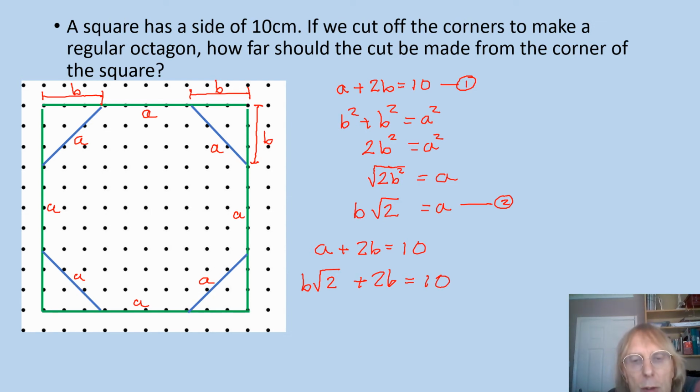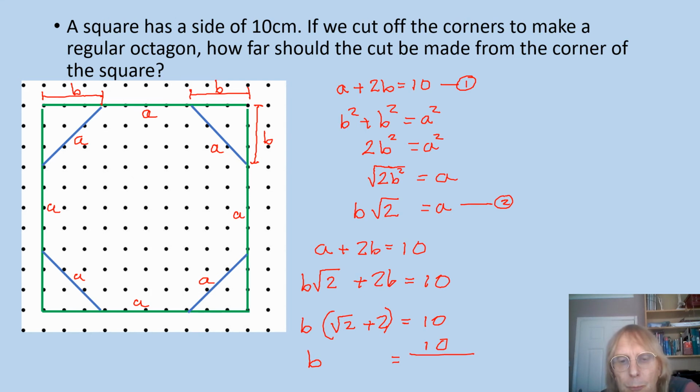This, again, I think the square root confuses a lot of students at this point, but if we've got a B here and a B here, we can factorise. Yeah, we can put it into brackets. We can take the B out, so we can have B multiplied by root 2 plus 2 equals 10. So now we can find out what B is, because we can divide by the bracket. So B will equal 10 over root 2 plus 2.